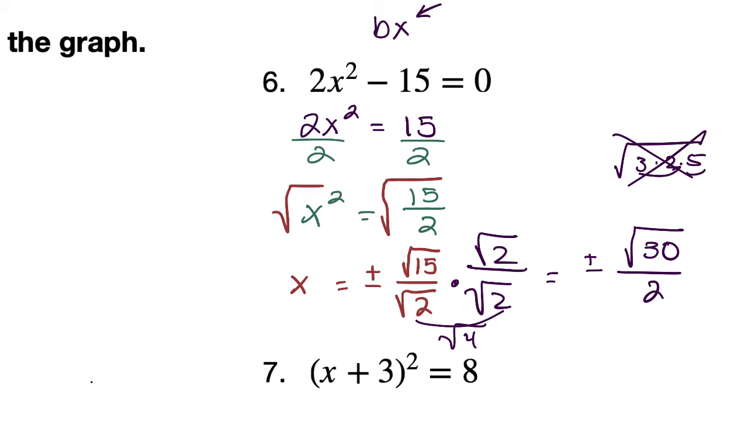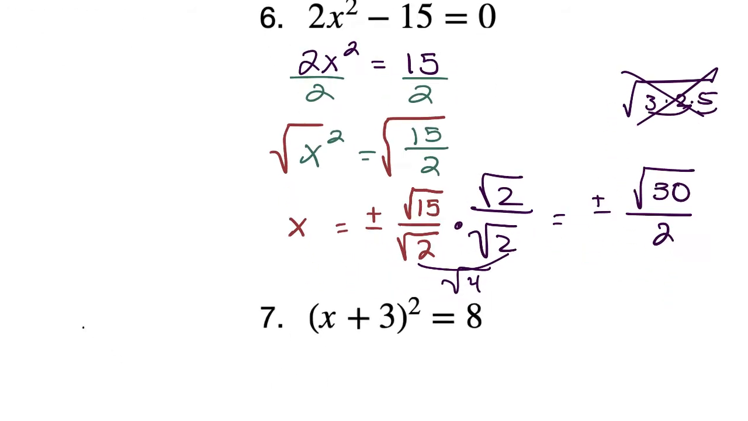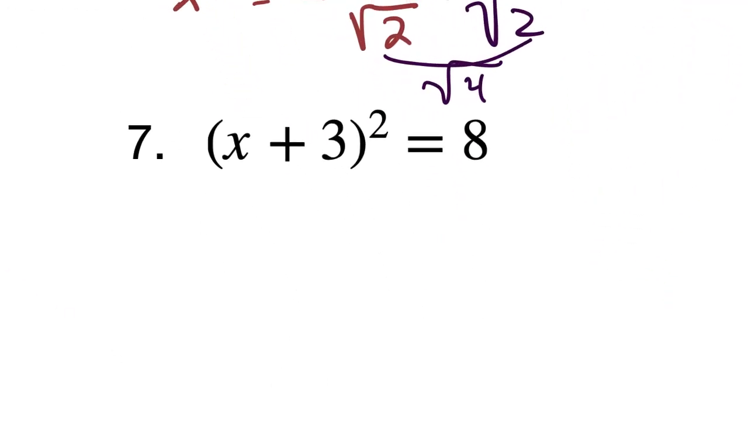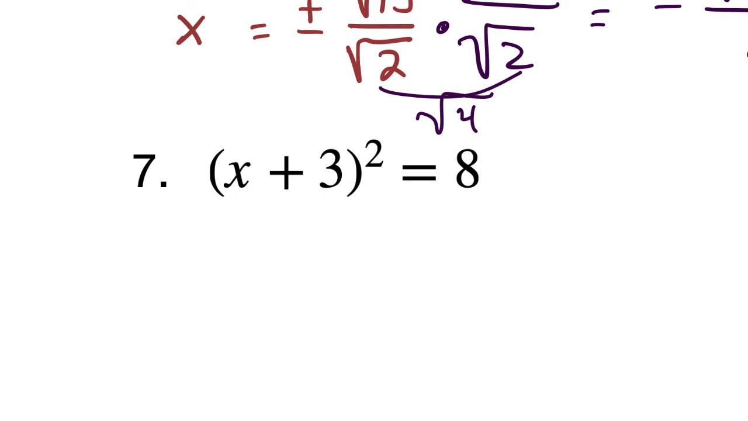In this same section now is number 7, square root method. Now, it's a little bit more confusing to use the square root method on, but notice here's our x. It's trapped inside the parentheses, and the parentheses are squared. So if our goal is to get x by itself, I have to get the x out of the parentheses.